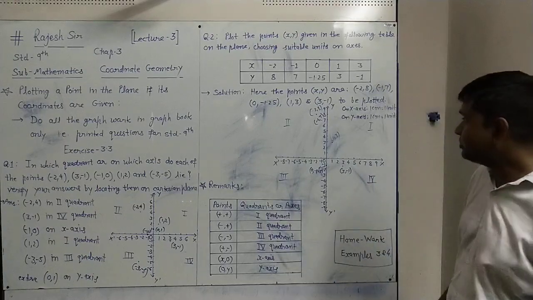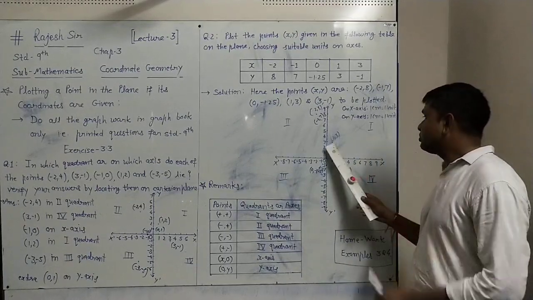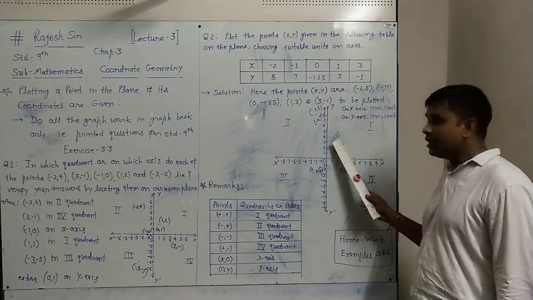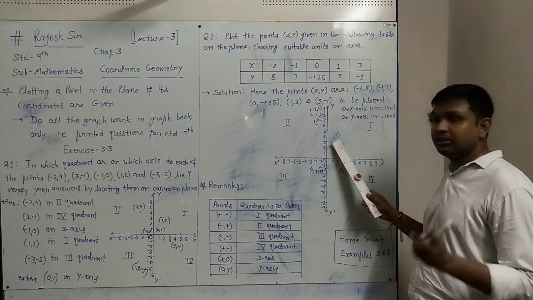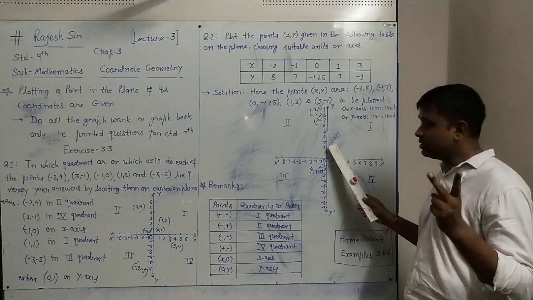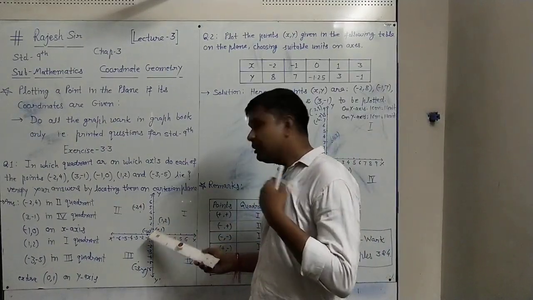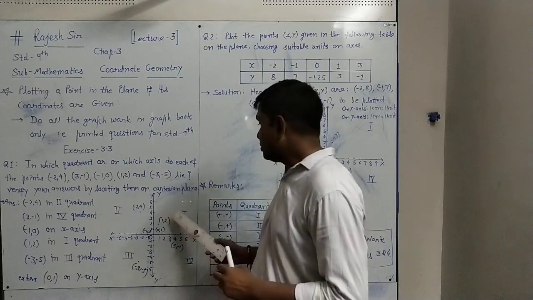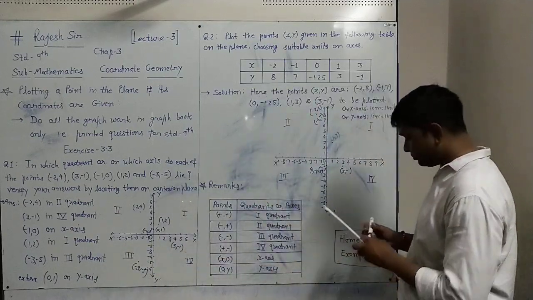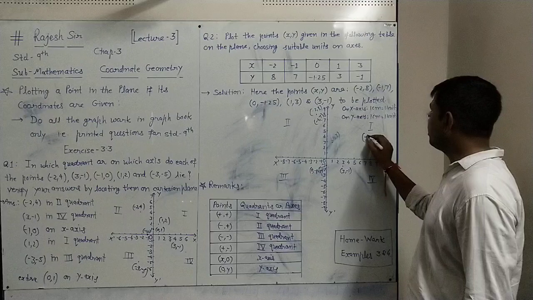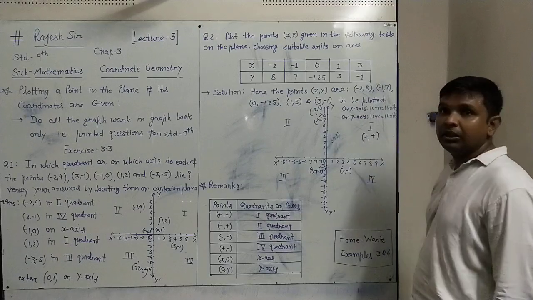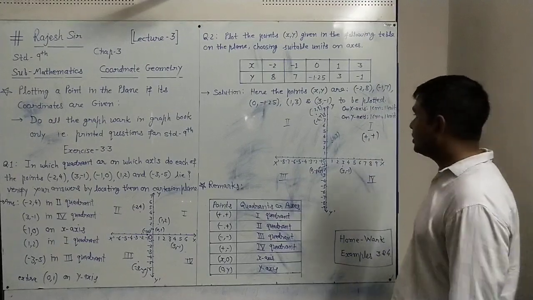What to remark here? In the first quadrant, the point (1, 3) has both signs plus, both coordinates are plus plus. Here also in the first quadrant, the point (1, 2) has both signs plus plus. So always in the first quadrant you will find both the x coordinate and y coordinate with positive signs.